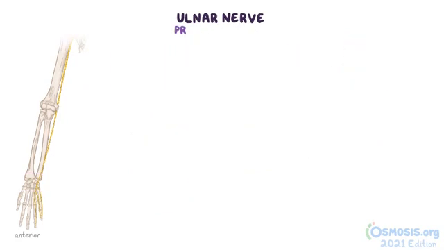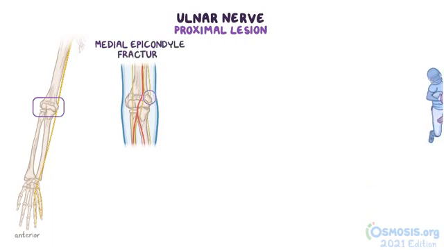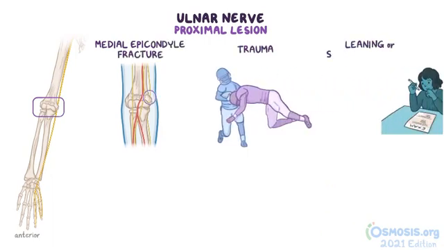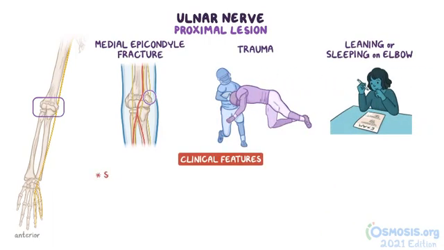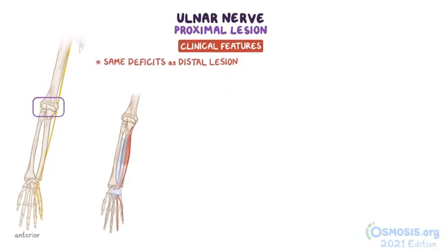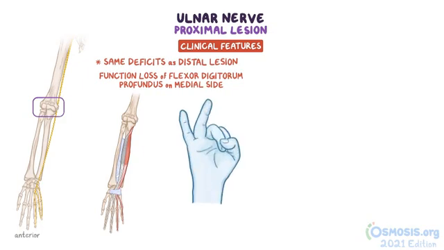Okay, so in a proximal lesion to the ulnar nerve, as in a medial epicondyle fracture, trauma, or prolonged leaning or sleeping on your elbow, we have all of the same deficits as in a distal lesion. But now there is the additional problem that we have lost function of the flexor digitorum profundus on the medial side. So when a patient is asked to make a fist, they can only close their second and third digits or fingers, and this is called an OK gesture.